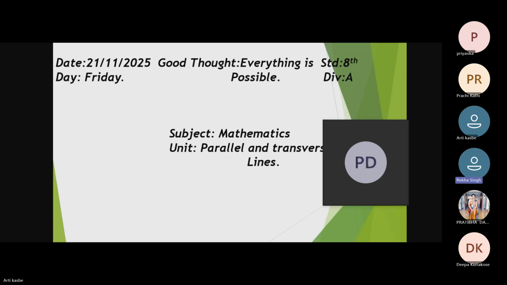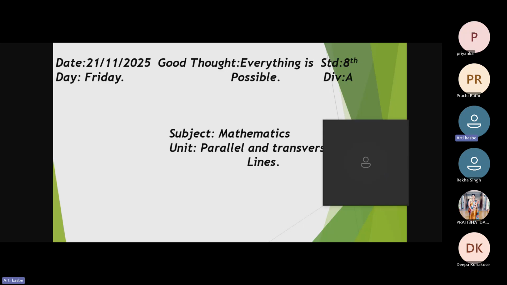Fine, ma'am. What is today's date? It's 21/11/25. Friday, right. And what is today's good thought? Everything is possible. Tell me the strength of the class. 35. Yes, right. 35 is the strength.